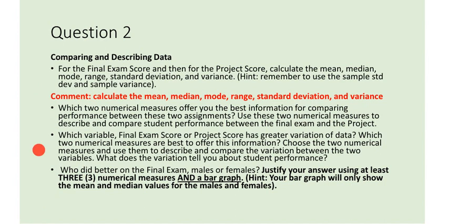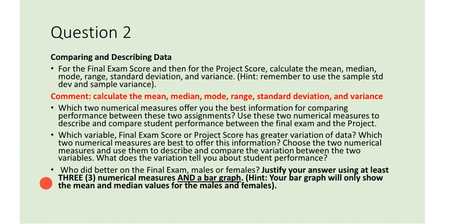Which variable, the final exam score or the project score, has a greater variation of data? Make sure that you look at your two measures of these two data sets, these two columns, and then choose the two numerical measures and use them to describe and compare the variation of the two variables. What do you think that variation tells you about student performance in each of these assignments?